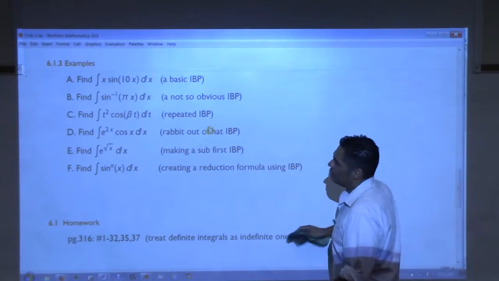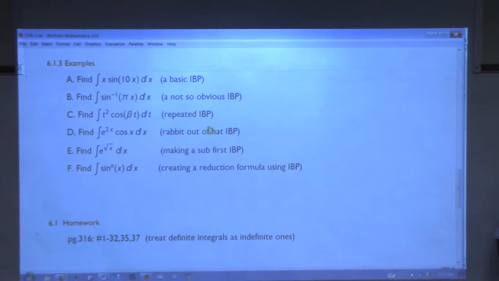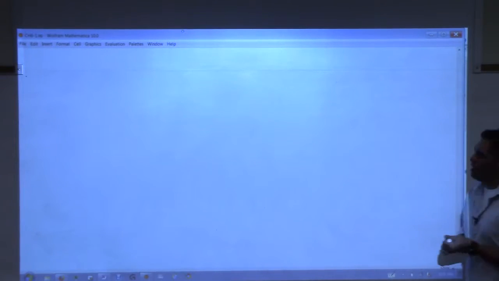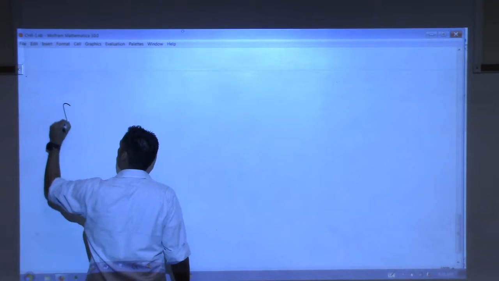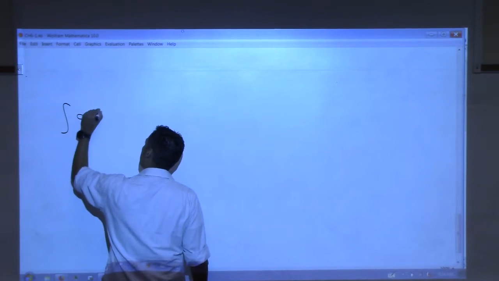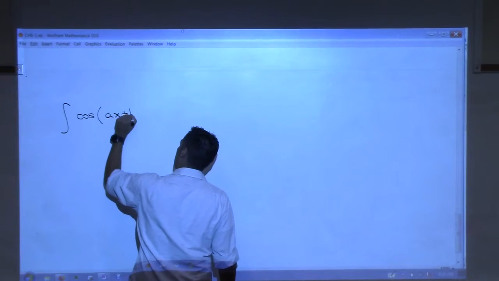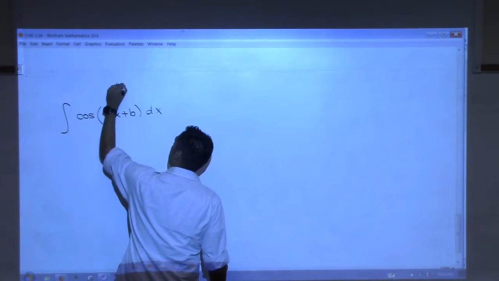So before I get into these examples, I wanted us to look at something real quick that's going to come up a lot. I want to see if we can derive some sort of formula. Let's take a look at this integral. Let's say we have the integral of cosine of ax plus b dx, where this in here is linear.